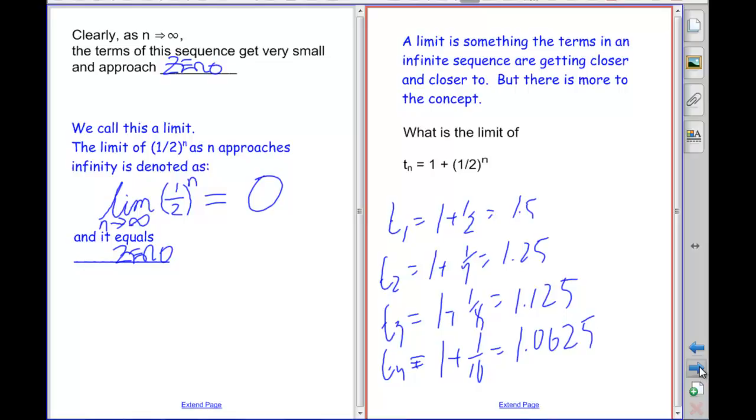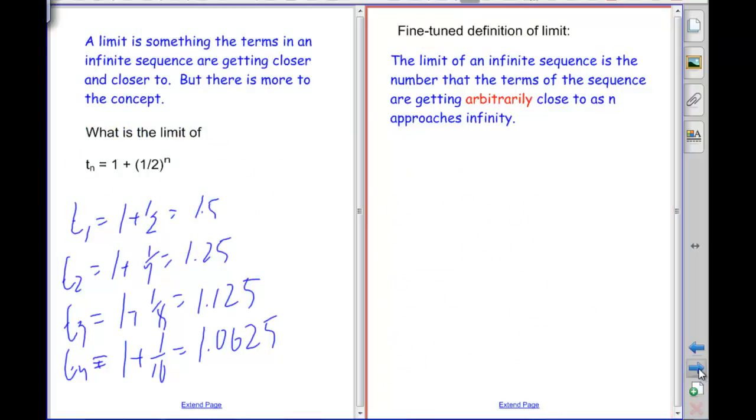No, we just have to add one little word. The fine-tuned definition: the limit of an infinite sequence is the number that the terms of the sequence are getting arbitrarily close to as n gets to infinity. So if some arbiter comes along and says you have to get within a millionth, I can't get within a millionth of 0 with this sequence, right? I can get within a millionth of 1. And this is going to be part of what we're going to look into in great detail in our section on limits, which is our last chapter of the year on limits and derivatives. How you prove this is through, for any arbitrary gap, distance, error.